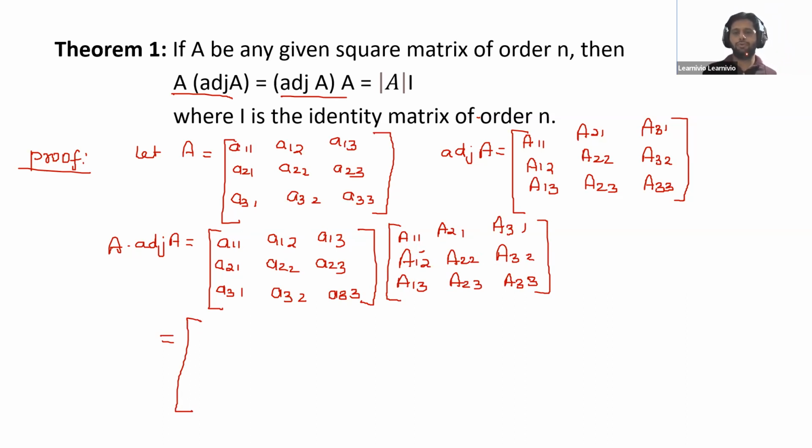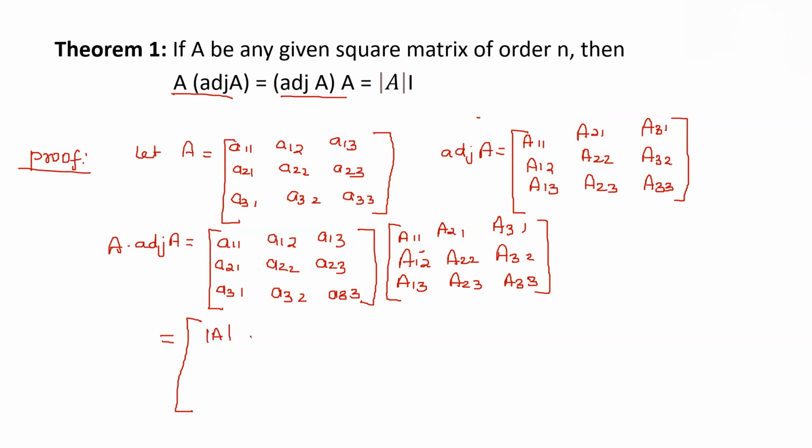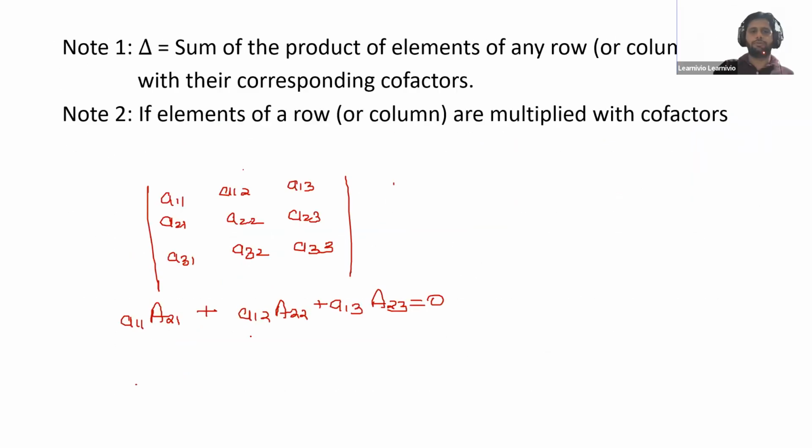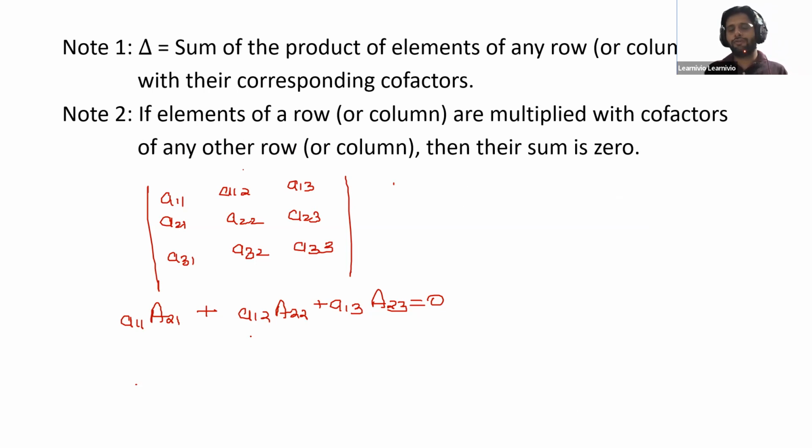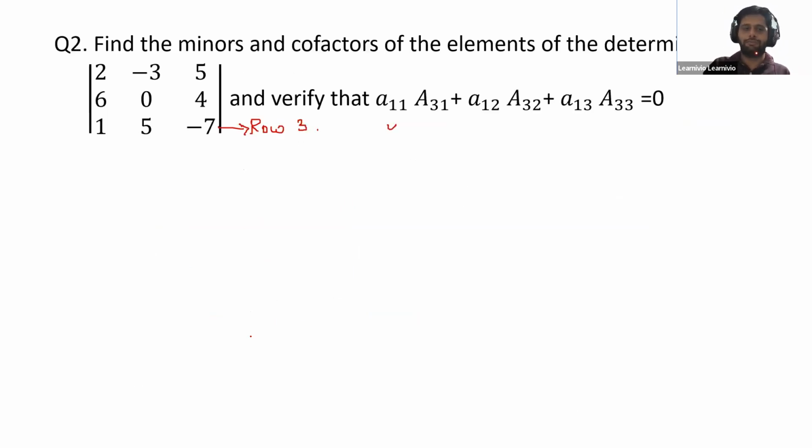We noted this just ten minutes back. Can you tell me what happens if you multiply the elements with their cofactors and add them? What will you get? We will get the determinant. We have just done two notes. The first note is that the sum of the products of elements with their corresponding cofactors gives you the determinant. And if you multiply the elements with the cofactors of any other row or column, then the sum will give us 0.